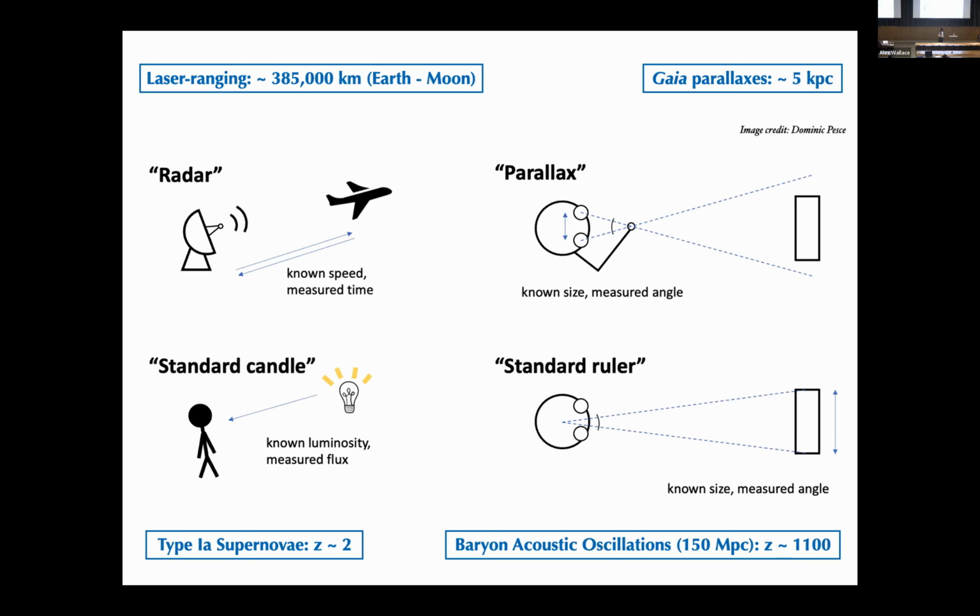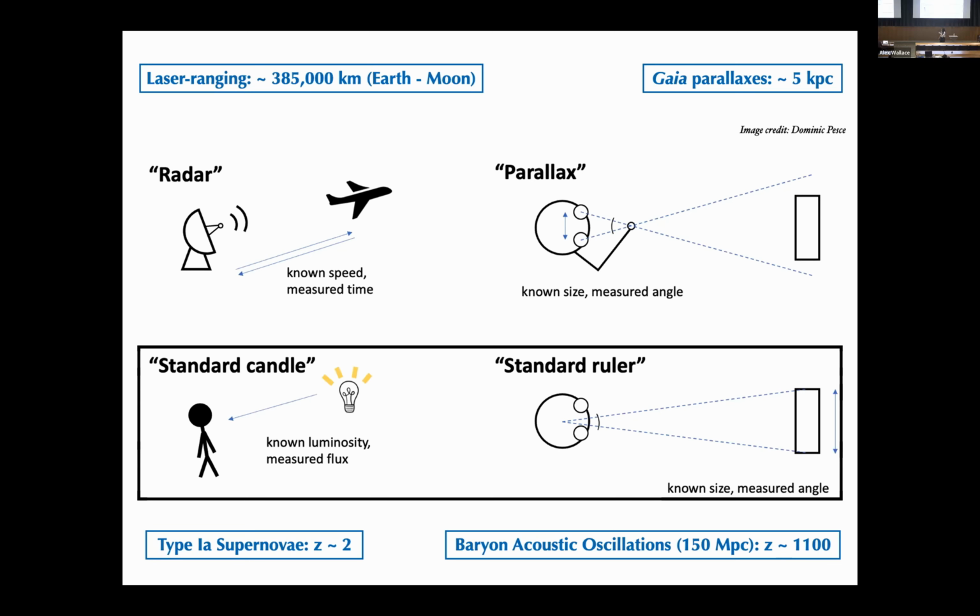And then for standard rulers, the biggest ones we have are baryon acoustic oscillations, basically leftover. It's the freezing of matter when it's decoupled from photons, and you can look at it in the density distribution of galaxies in the universe. And that's about 150 megaparsecs, and you can get out to, I guess, the surface of last scattering. So today I'll talk a little bit about these two because those are the ones relevant for Miras, and I will briefly touch on why I don't think we can use parallaxes yet.